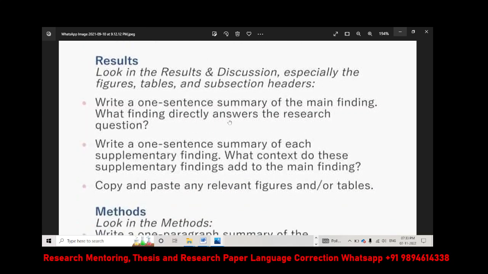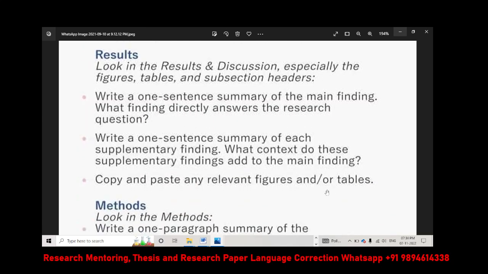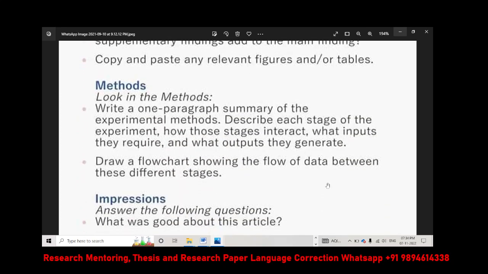Later, are there any supplementary findings apart from answering the exact research question? Are there any other supplementary findings? If those findings are mentioned, kindly make a note of it. And when you take notes, make sure that you take relevant figures and tables and just copy and paste them. And in the method section, you need to understand what type of research methods they have used to conduct this research. If there is a research design or a conceptual framework, kindly make a note of it, because these things will help you to understand this particular paper very well.